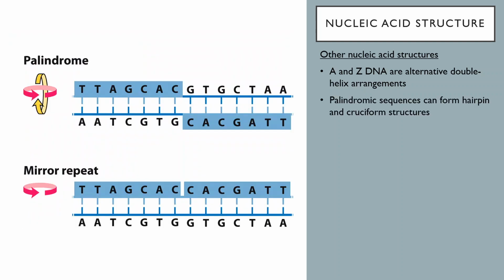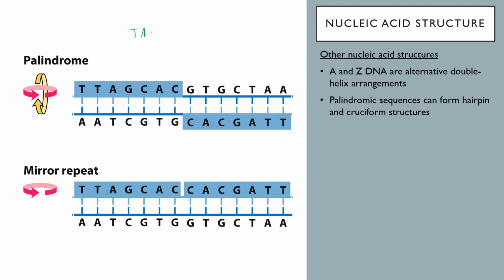And other structures besides the double helix can show up. I said before that the sequence of bases in a DNA molecule does not affect the structure, but that's not always true. There are certain sequences of bases that can give you different types of structure. One of those is called palindrome sequences. So you probably know what a palindrome is. It's a word or a sentence that reads the same forward and backward.